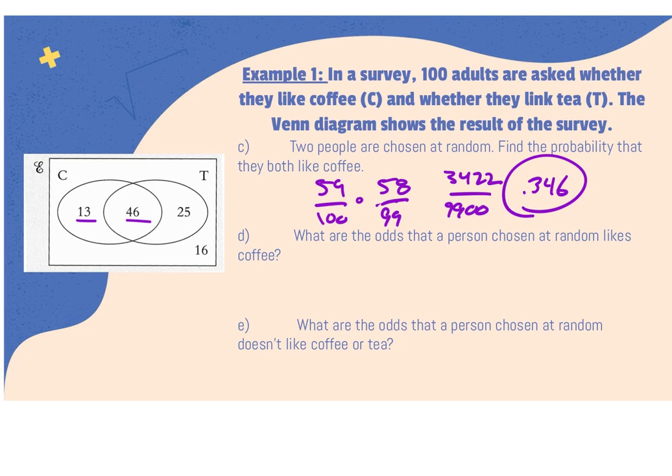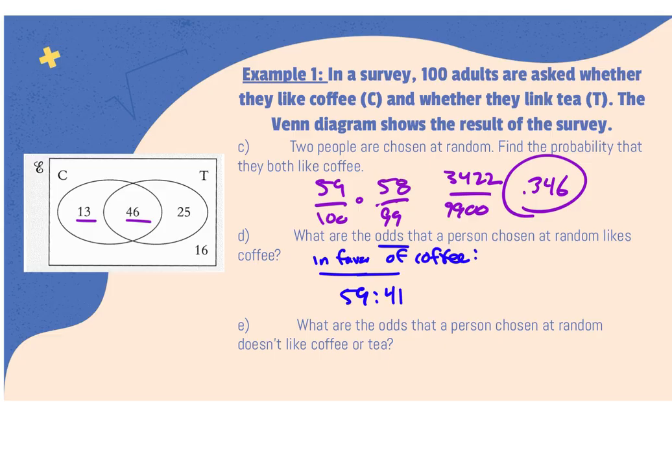What are the odds that a person chosen at random likes coffee? Now we're back to odds, so we want odds in favor of coffee. Remember, it's odds in favor over odds against: coffee over do not like coffee. If 59 people like coffee, then 41 do not like coffee.